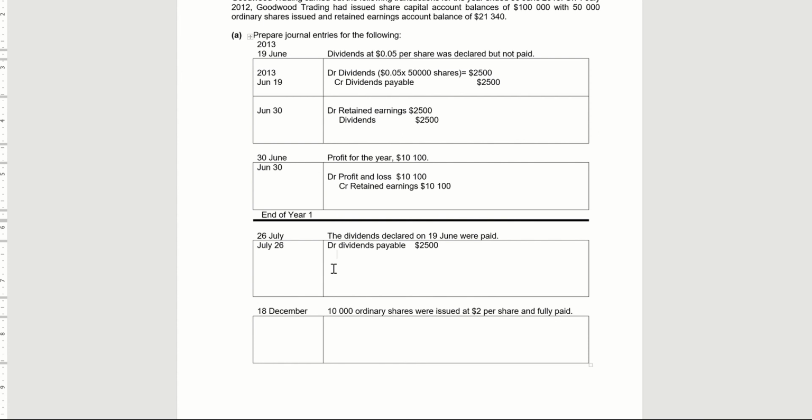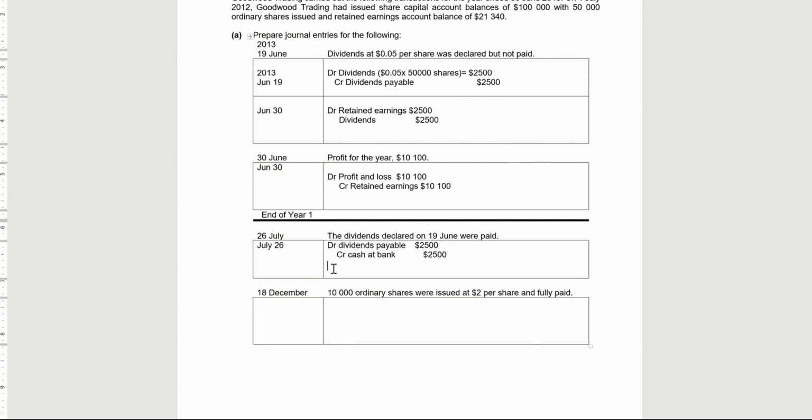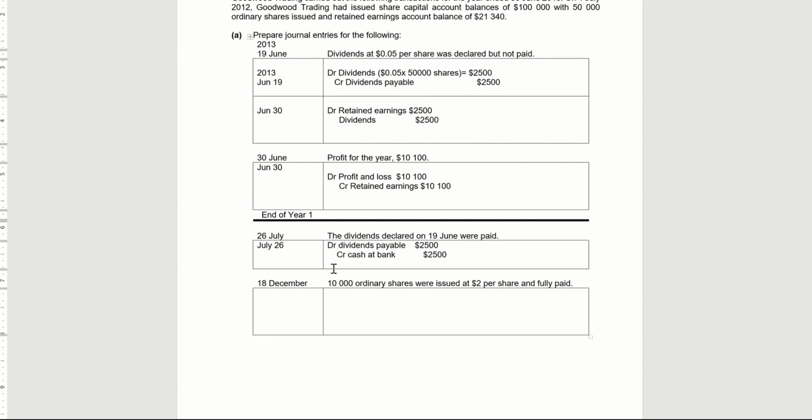When you debit dividends payable, what do you credit? You will have to take out money from your business cash at bank to pay for it. That's why you decrease your bank because of the payment. Hence, we will have to credit cash at bank. Okay, next, on the 18th December, 10,000 ordinary shares were issued and fully paid. Again, we will always write down the date first, which is December 18.